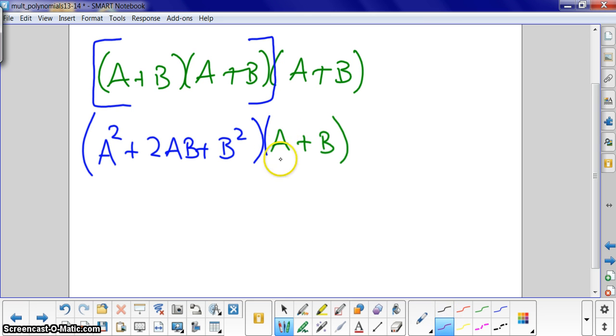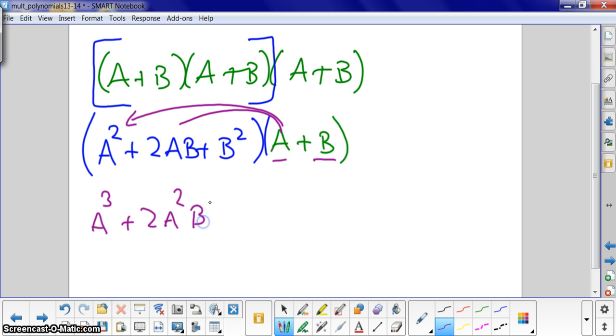So I'm going to take, I like to do the smaller binomial times the bigger trinomial, but it really honestly doesn't matter because multiplication is commutative. But I get a times a squared is a cubed. A times 2ab gives me 2a squared b. And then if I do a times b squared, I end up with ab squared.